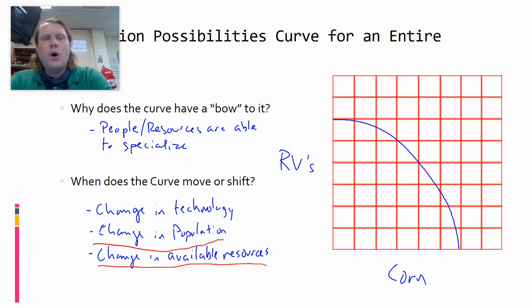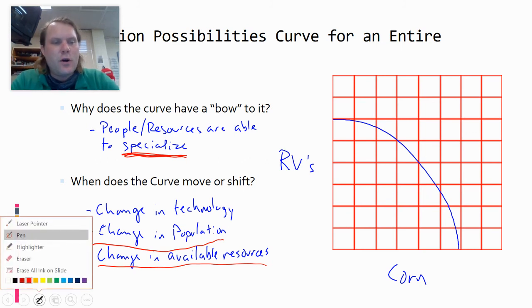Remember, the bow is represented by specialization. Okay, so people get good at specializing. They're able to do more stuff faster if they do what they're good at. Okay, and that can mean for an entire economy, that can mean for an individual, that can mean for a specific business, whatever the case might be.